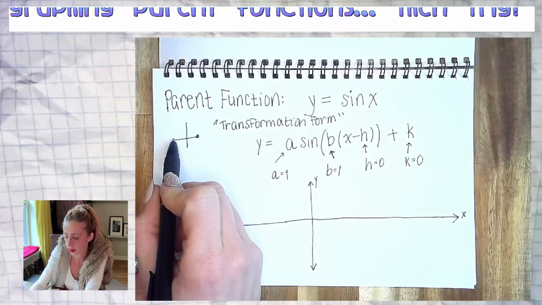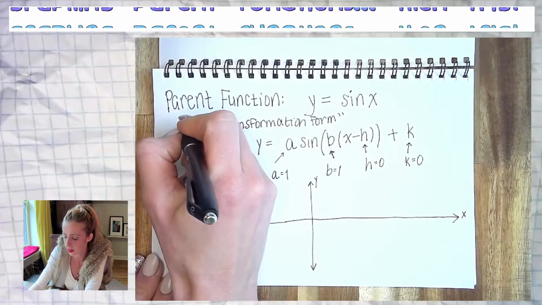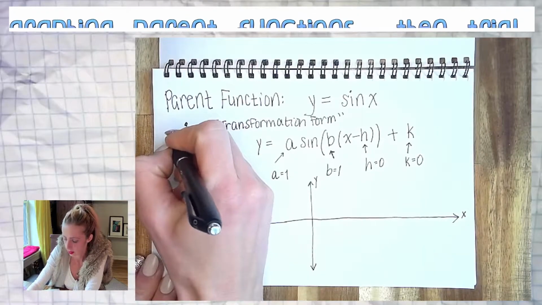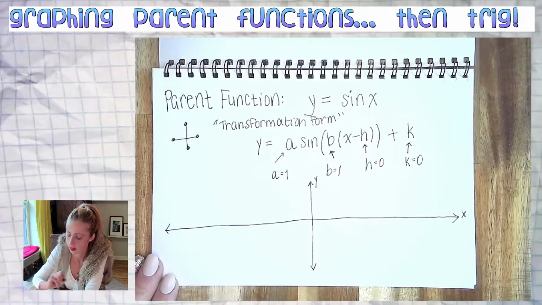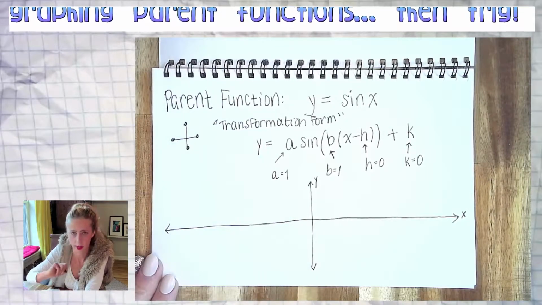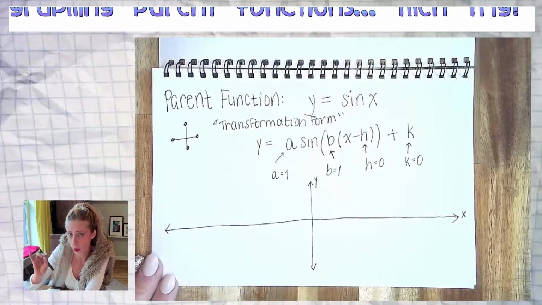And we're going to go around. 0. Good. And then here it's 1. 0. And negative 1. And then back to 0, right? That would be 1 full cycle.